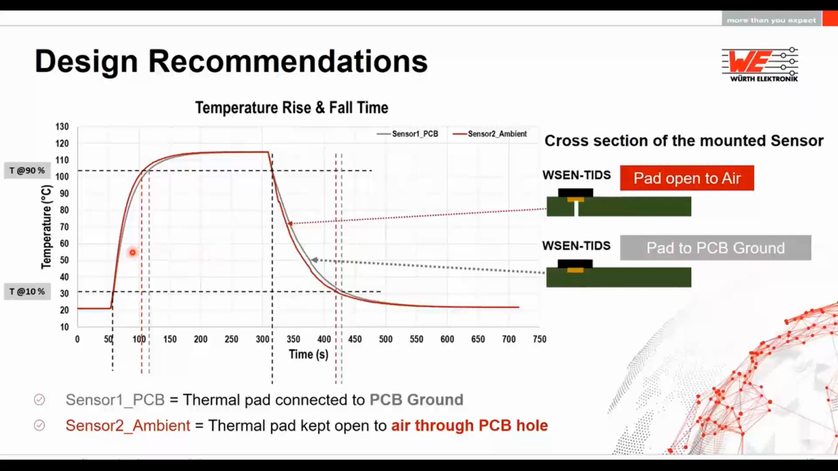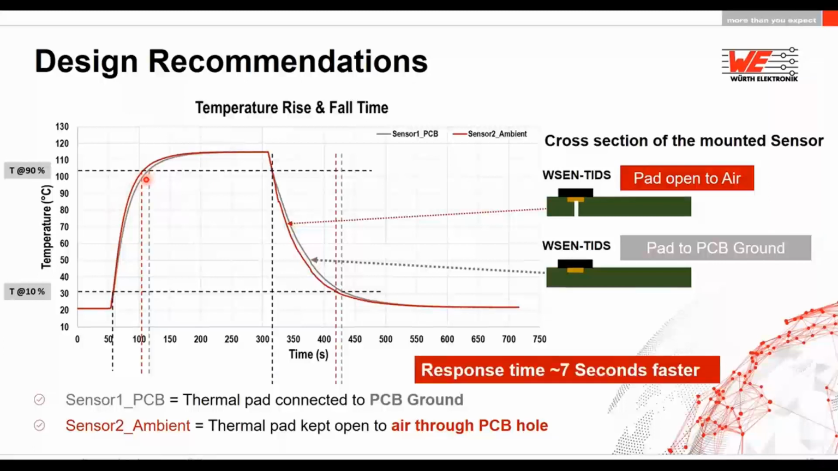As you can see, the ambient sensor has a slightly faster response time than the PCB pad, so that it senses the ambient temperature and responds to the temperature change faster than the PCB. The response time was approximately 7 seconds faster.